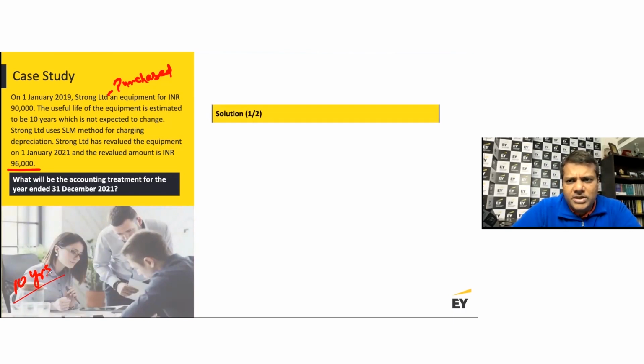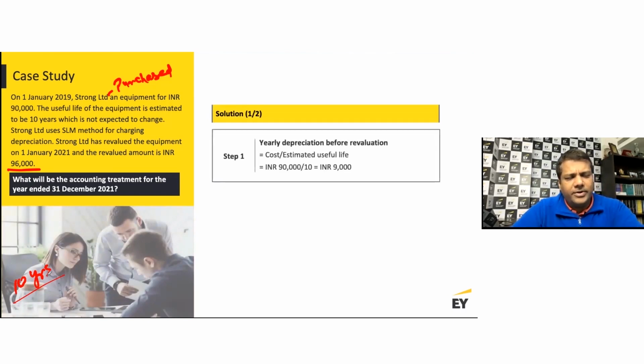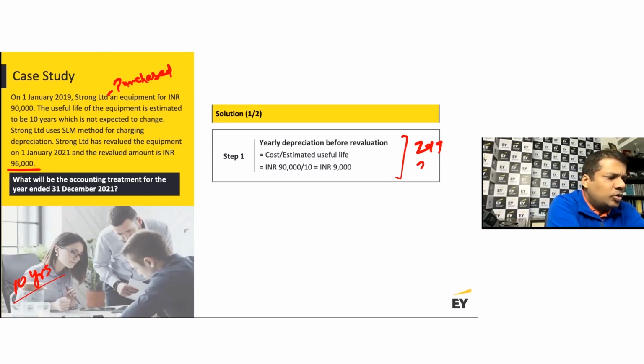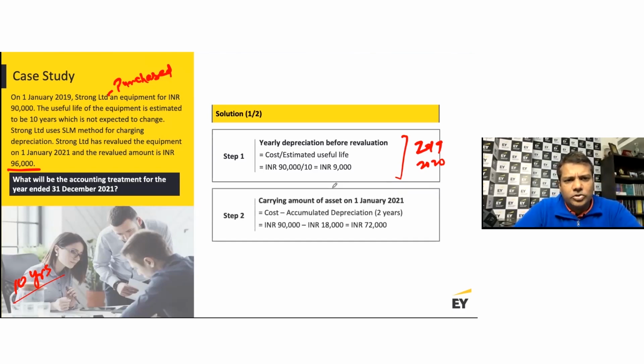So the solution is in two steps. Step one, yearly depreciation before revaluation: 90,000 divided by 10 is 9,000. And for how many years did we depreciate? 2019 and 2020, for 2 years. 9,000 each means 18,000. That is what we've depreciated. So how much was my carrying amount?